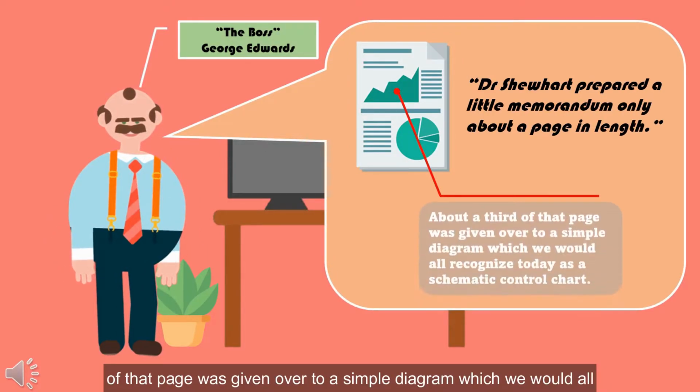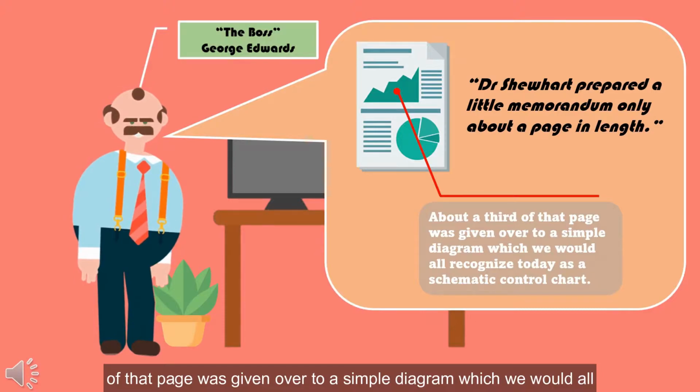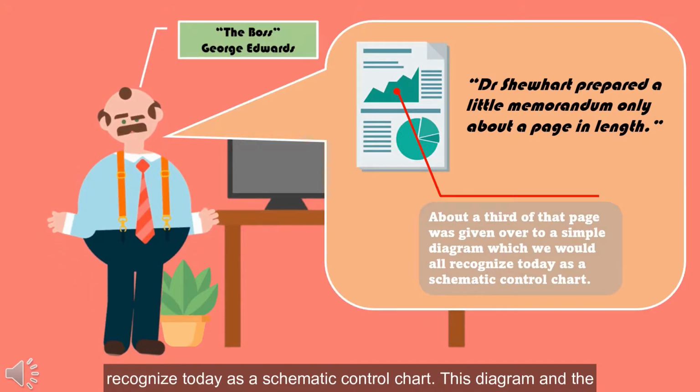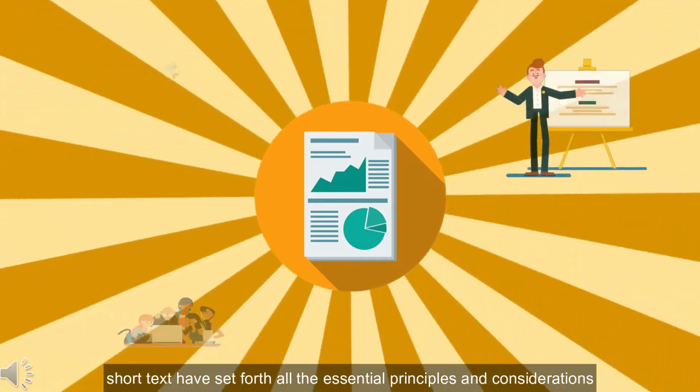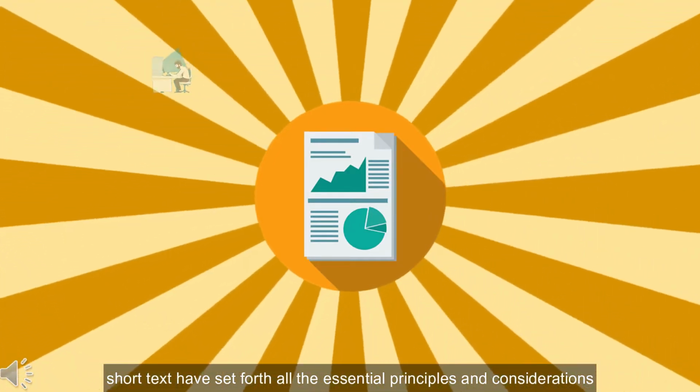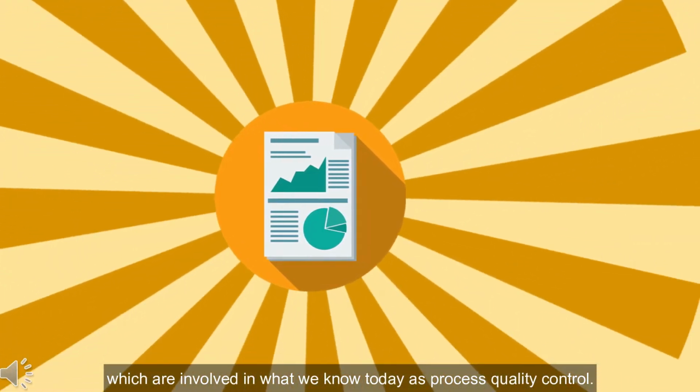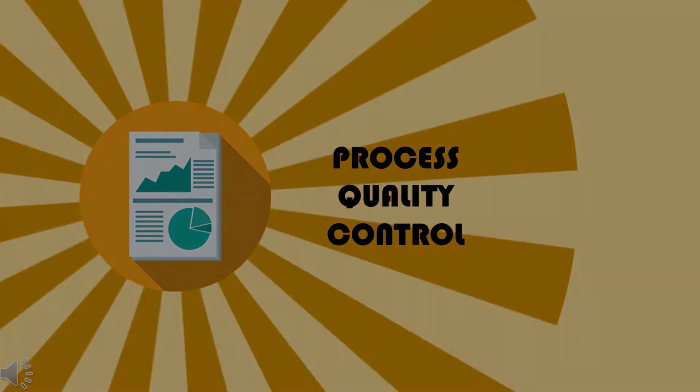About a third of that page was given over to a simple diagram which we would all recognize today as a schematic control chart. This diagram and the short text have set forth all the essential principles and considerations, which are involved in what we know today as process quality control."